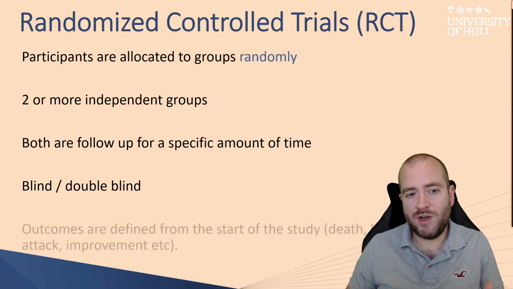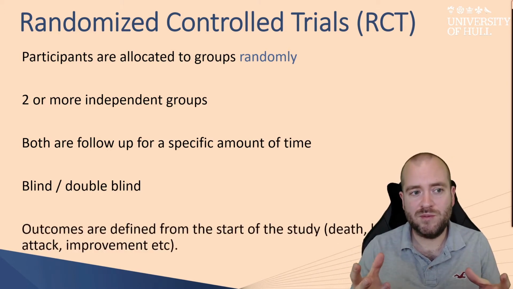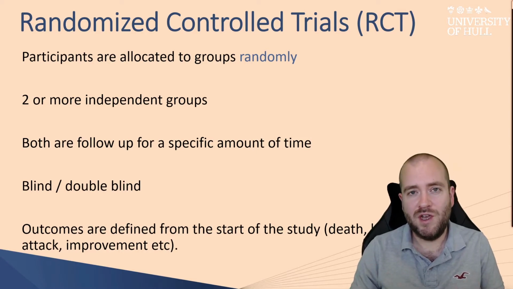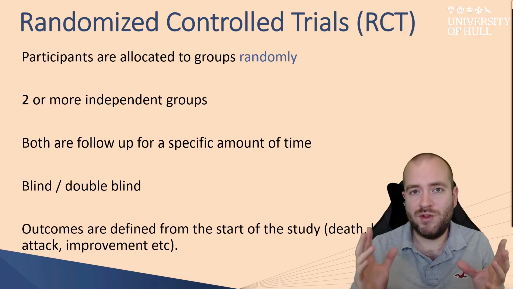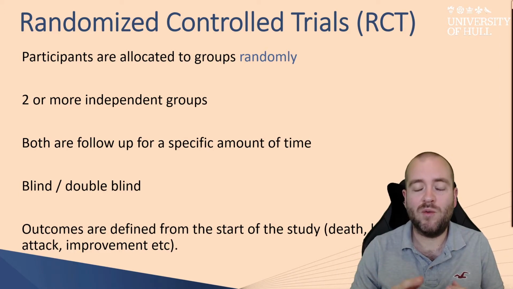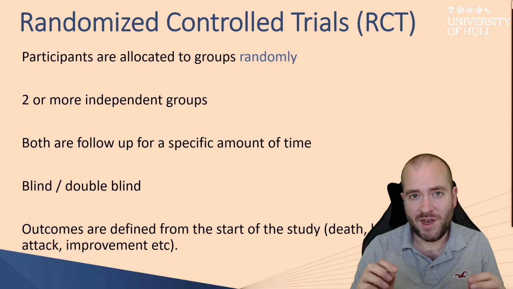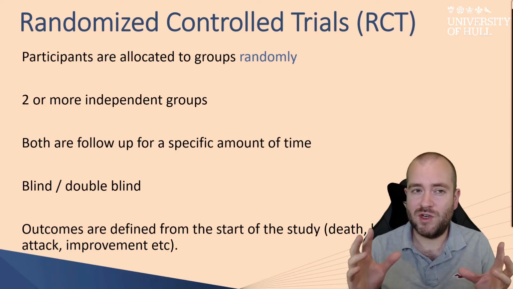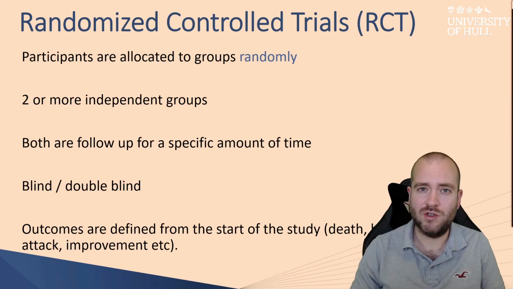What we're trying to do in randomized controlled trials is also that outcomes are defined from the start, and what we're trying to decide is what we're going to look at. This may be death rates, heart attacks, or improvements, and you'll see a lot of the randomized controlled trials within the title or within the research methodology will state what aspects they're looking at. The idea is to control those independent variables, and the dependent variables here would be the death, the heart attack, or the improvements. So we're trying to really control the trial as much as possible.